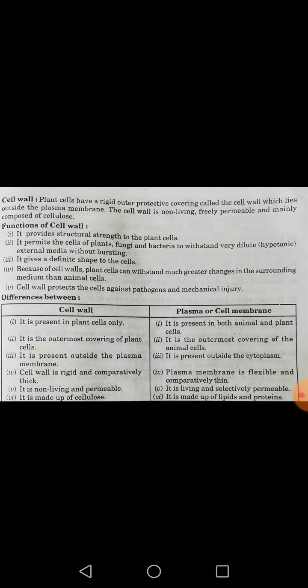Now the most important function of cell wall is it provides structural strength to the plant cell. Means if you try to observe the structure of plant cell, you will find that plant cell has a rigid structure, a fixed shape, and this is only due to the cell wall, which is composed of cellulose. Okay, it means it provides strength to the plant cells.